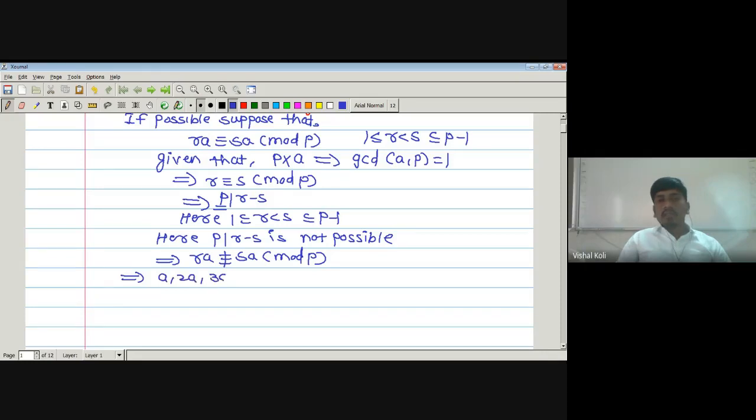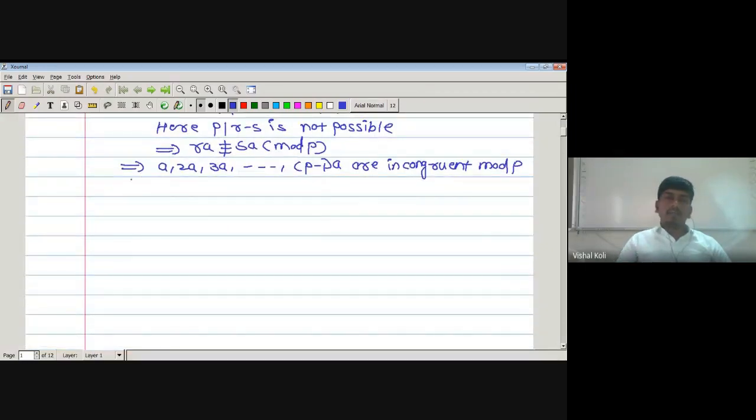3A up to so on P minus 1A into A are incongruent modulo P. Incongruent means they give different remainders when divided by P.